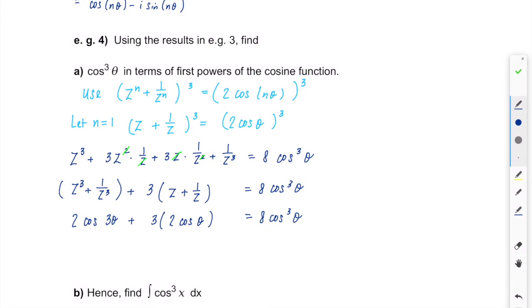As a result, cosine cubed theta is 1 over 8 times 2 cos 3 theta plus 6 cos theta, or 1 over 4 cos 3 theta plus 3 over 4 cosine theta, just like that. Okay.